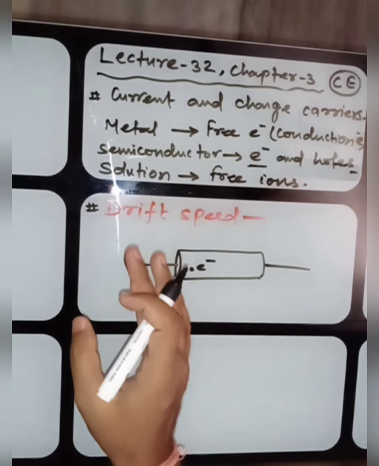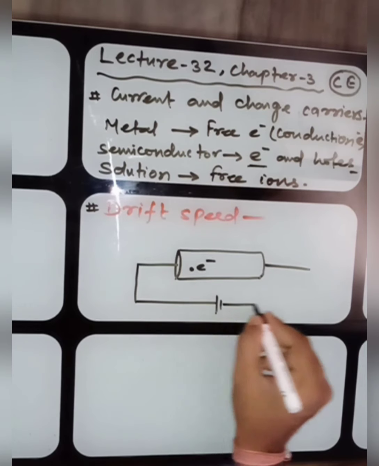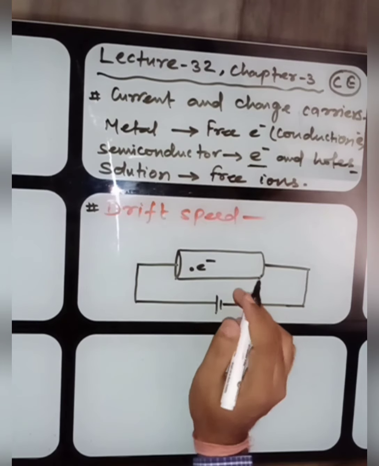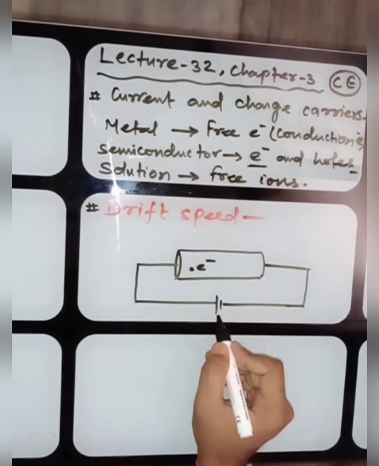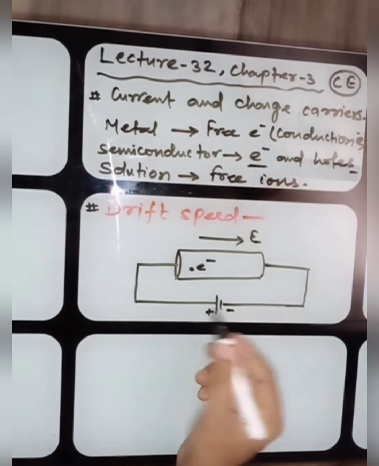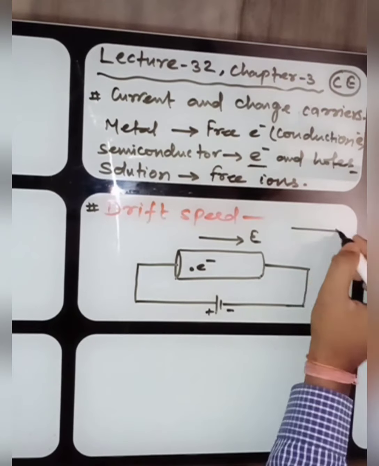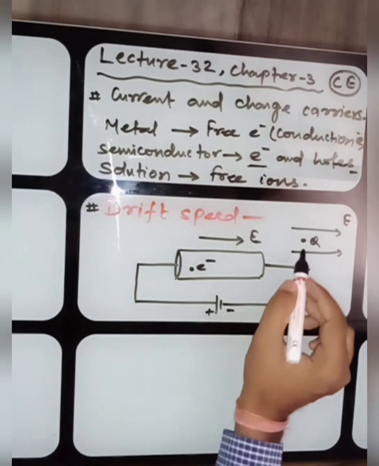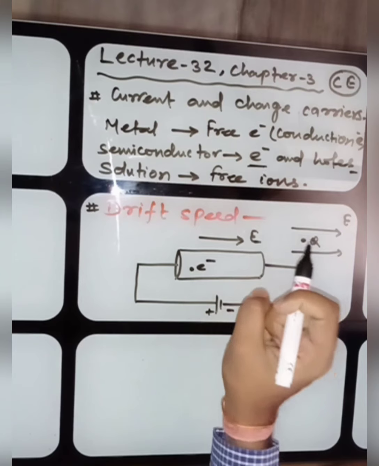But as soon as we apply voltage, that causes an electric field within this conductor. Due to that electric field, electrons start moving in a particular direction. Electrons are compelled to move in a particular direction. If we are applying positive and negative, the direction of the electric field will be in this direction. So what will be the direction of force? We know that if any charge Q is placed in an electric field, it experiences a force. How much force will it experience? It experiences Q times E.